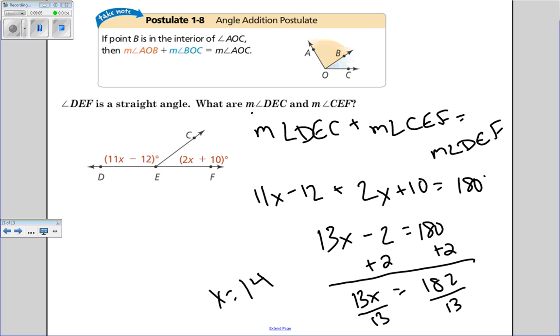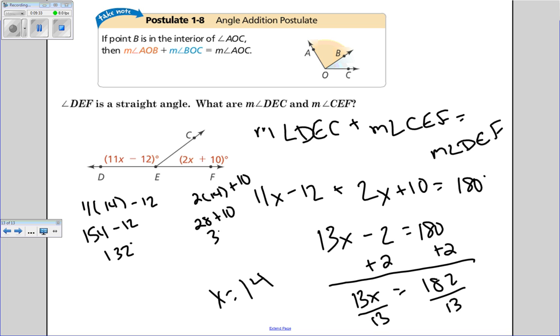Let's make sure we answer our question. We're looking for our angle measures, okay? So let's substitute 14 in. 11 times 14 minus 12. 11 times 14 is 154. Minus 12 is 132. Alright, and then here, 2 times 14 plus 10. 2 times 14 is 28. Plus 10 is 38 degrees.